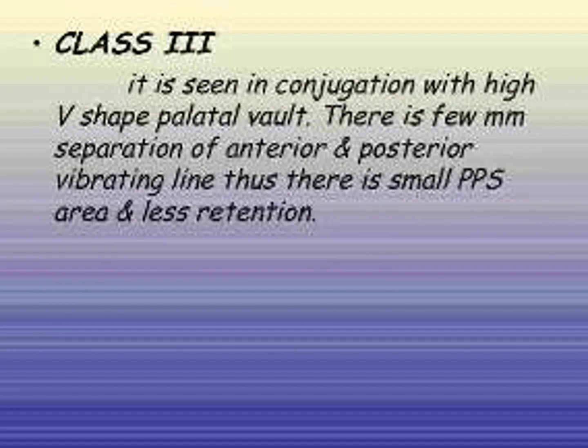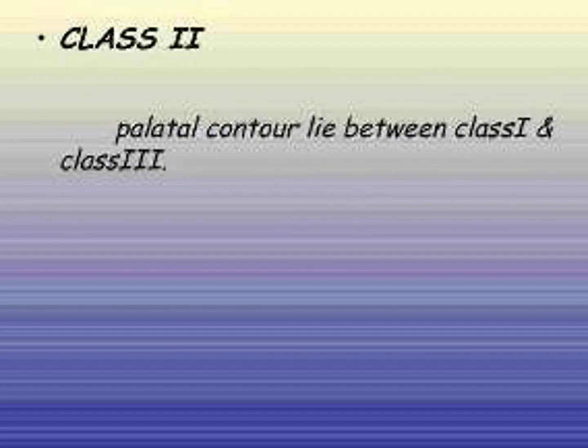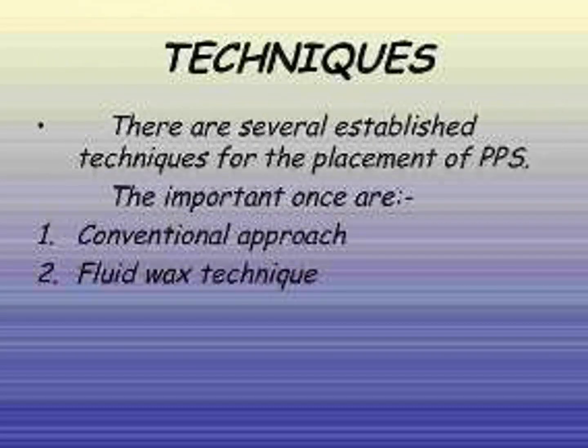Class 3 is seen in conjunction with high V-shaped palatal vault and there is only a few millimeters of space between the anterior and posterior vibrating line. Hence, there is small PPS area and least retention of the upper denture. Class 2 is a palatal contour that lies between class 1 and 3.